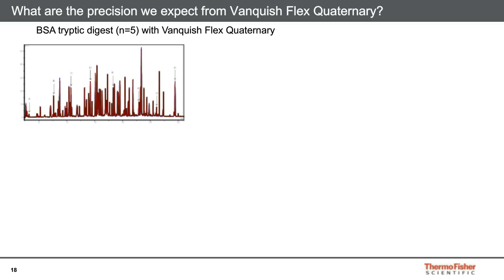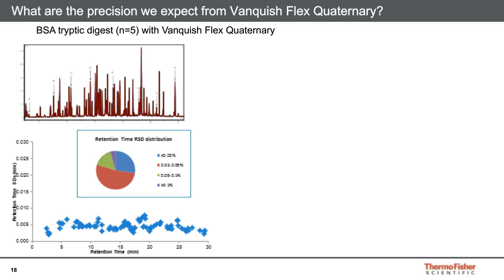And if we have a look at the retention time standard deviation, what we record for all the peaks across the chromatograms is in the range of 0.005 minutes. So in terms of relative numbers, we can say that the majority, more than 50% of the peaks, will have a retention time RSD between 0.02 and 0.05%. Only a tiny fraction of the peaks sometimes show an RSD percent above 0.1.